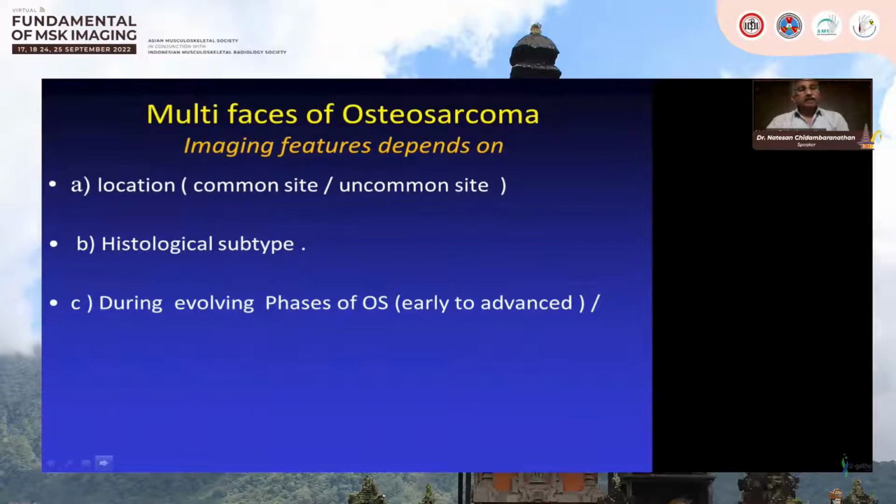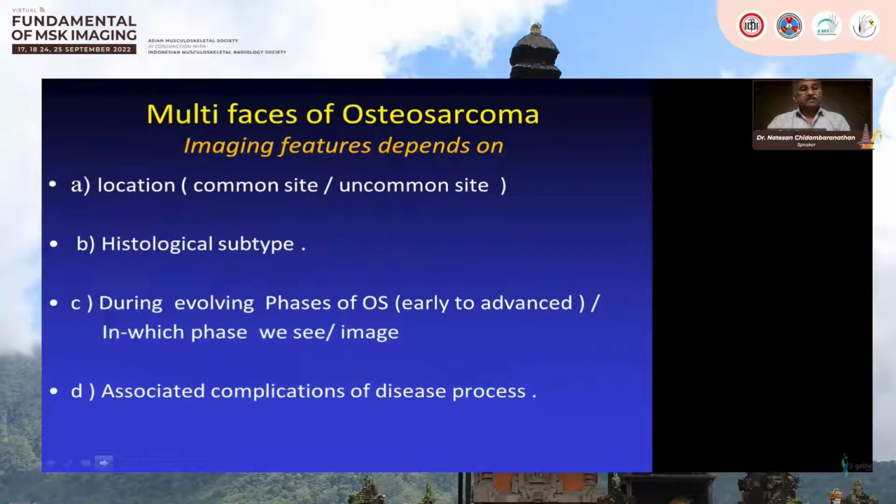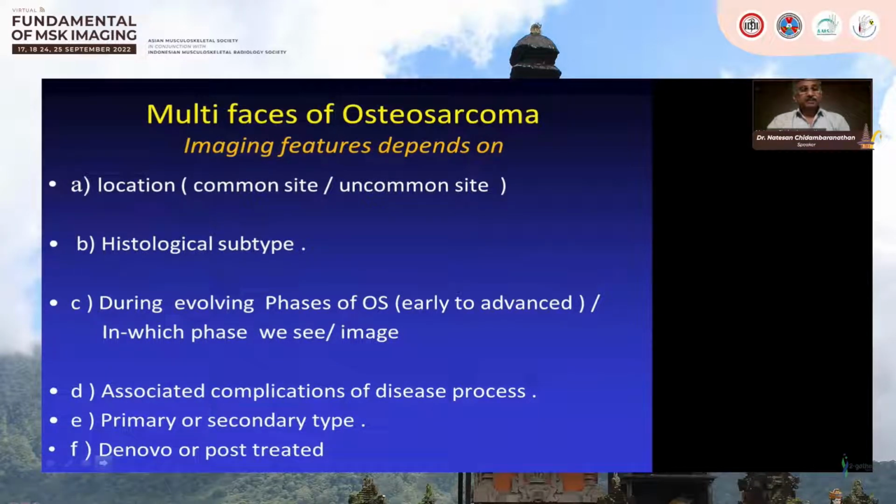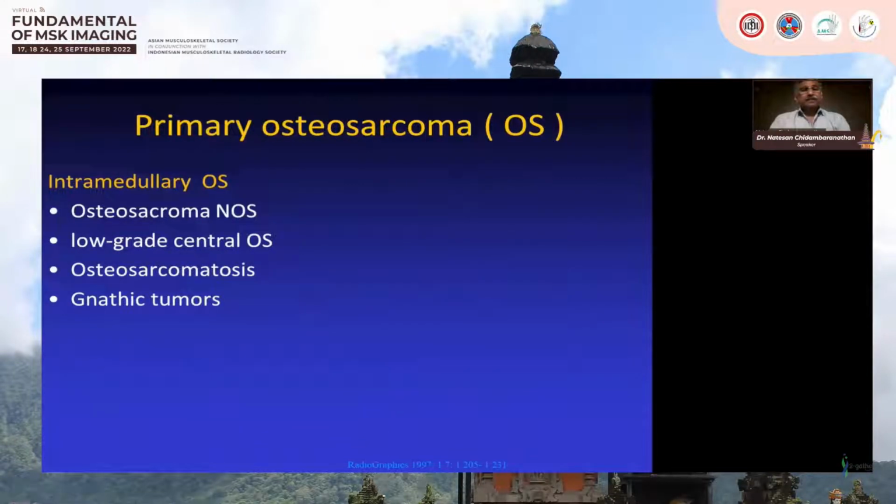And during the evolving phase of the osteosarcoma, whether we see the early phase or a very advanced stage, the radiological feature quite varies. The radiological feature may vary depending on the associated complication of the disease process, like sometimes it may be associated with fracture or other presentations. The radiological feature of osteosarcoma depends on whether this is primary or secondary type, or de novo or maybe a post-treatment process. So we radiologists have to be familiar with these changes, and we should guide the clinician.